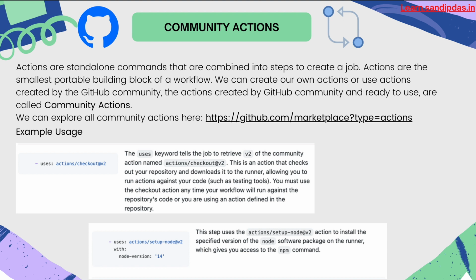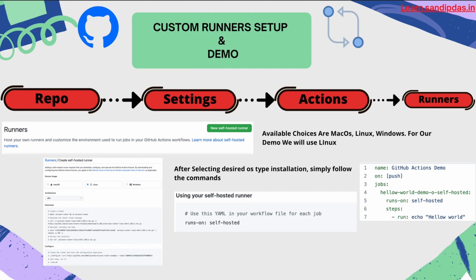And the second example is the setup node. So this step uses the actions/setup-node@v2 action to install the specified version of the Node.js software package on the runner, which gives you access to the npm command. Okay, now it's time to set up our own custom runner and run our action in it.